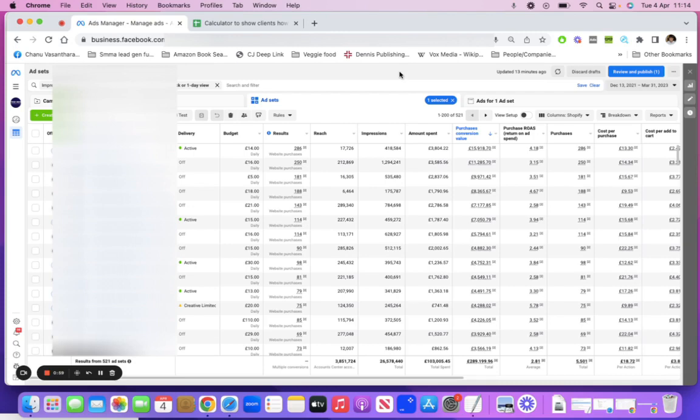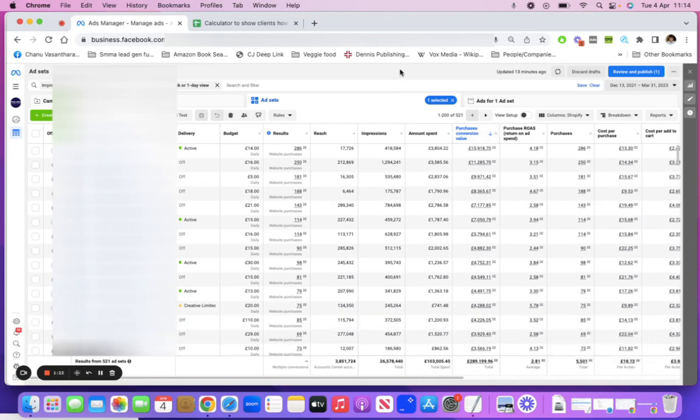But you can see here that we generated 289,199 in this period, which is up here. And of course, we've spent £103,005 to generate this revenue. So it's a return on ad spend of 2.81.